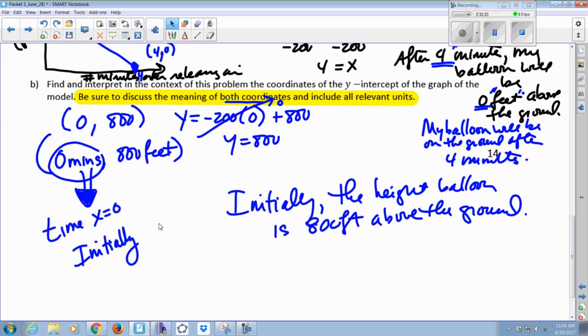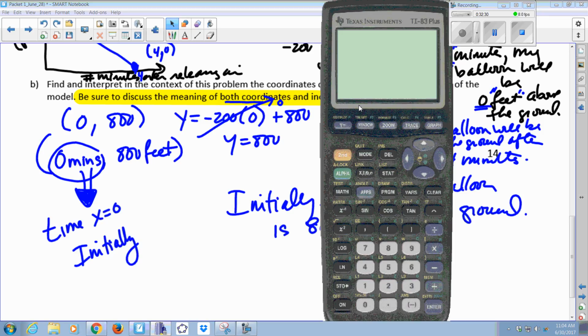How would you see all of this with your graphing calculator? Again, you would turn it on and go to y equals, and get rid of these two equations that we were working with. So you'd put in negative 200x plus 800, but to do negative, you have to use this little button down here, not the subtraction. And now you might want to think about your window. Well, you already know that it's going to be on the ground after 4 minutes. So you don't want to use your standard window. Your window here would go from 0 minutes to 4 minutes.